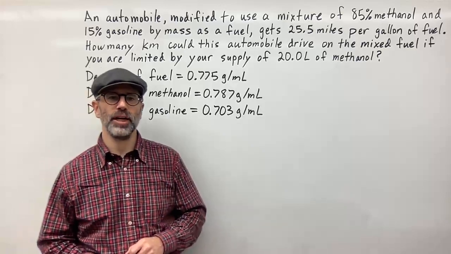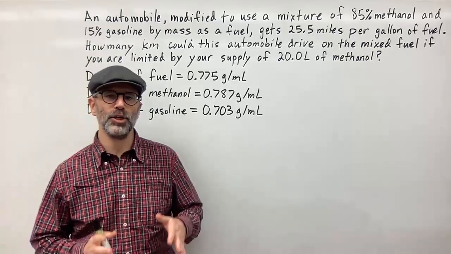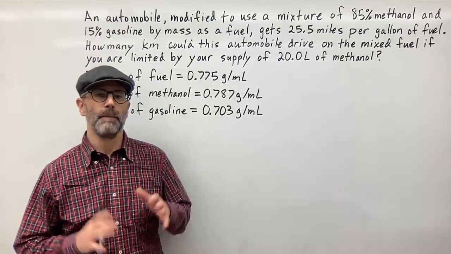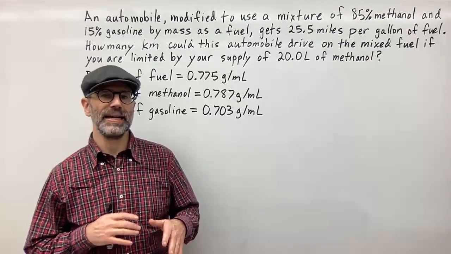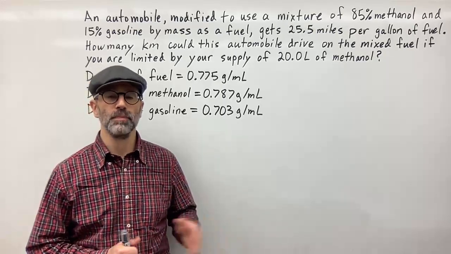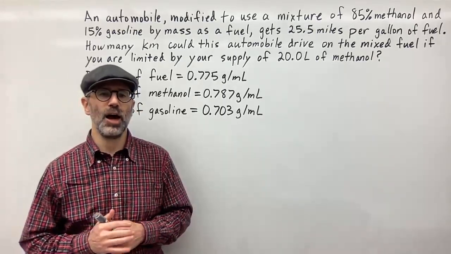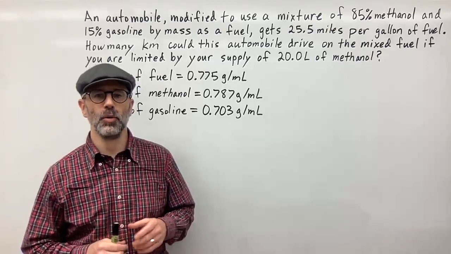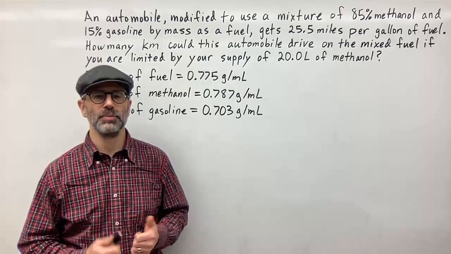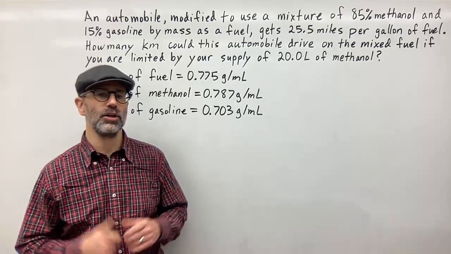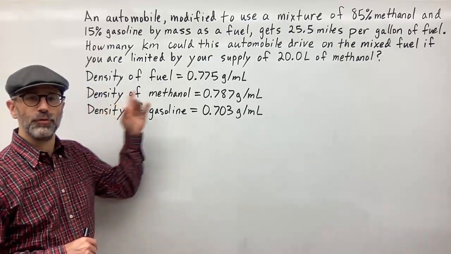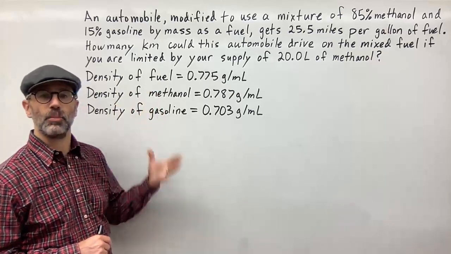So in this problem we're given an automobile that's modified to use a mixture of 85% methanol and 15% gas by mass as a fuel, and it gets about 25.5 miles per gallon of fuel. The question is, how many kilometers could this automobile drive on the mixed fuel if you are limited by your supply of only 20.0 liters of methanol? And we also have here the densities of fuel, methanol, and gasoline to help us.